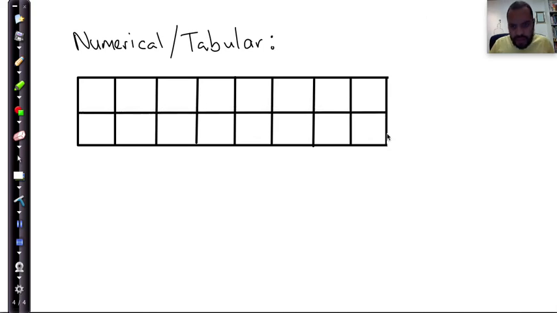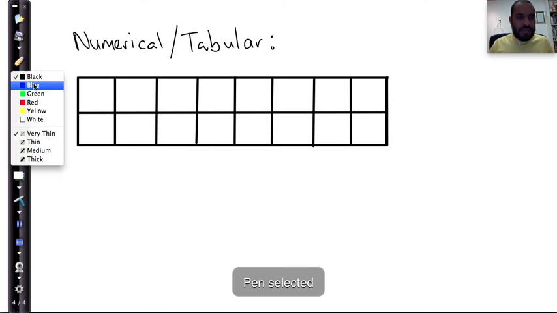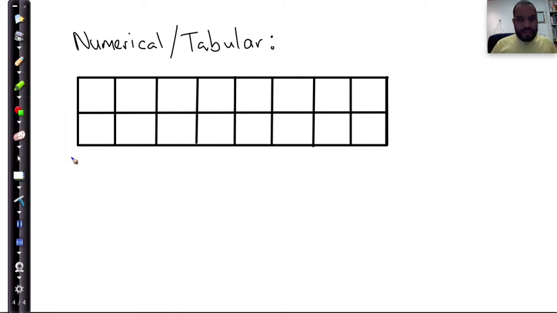The numerical method is what we call either the numerical method or the tabular method. So you either use a table or you use what we call an ordered set of pairs, an ordered pair, right? Or an n tuple. So in this case, it uses an ordered pair, right? So what does an ordered pair look like?